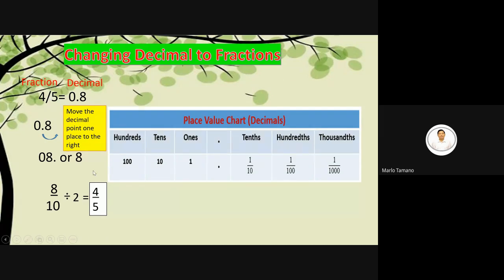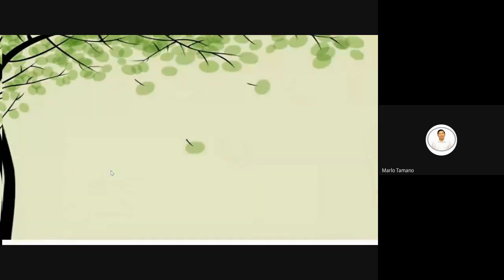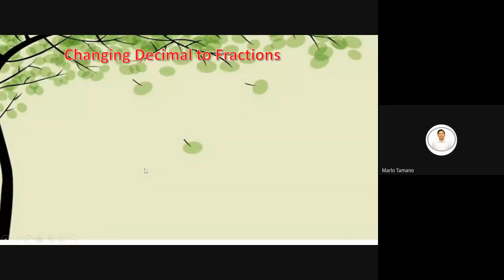Naintindihan po? Opo. So, changing decimal to fraction. Another, we have here 12/25 is equal to 0.48. Now, change this 0.48 into fraction. How? Yan ulit.